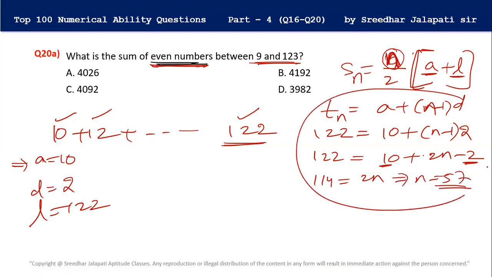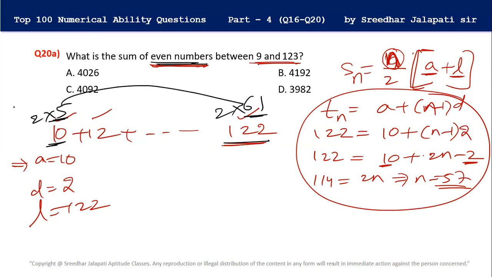But instead of doing all this to find how many terms there are, let us apply common sense. These are all even numbers. So 10 is 2 into 5 and 122 is 2 into 61. So we go from 2 into 5 to 2 into 61. Now we are taking from 5 to 61. That means we have not taken 1, 2, 3, 4. Altogether there are 61 numbers, but the first 4 are not taken, because the first term is 2 into 5. So 61 minus 4 is 57.